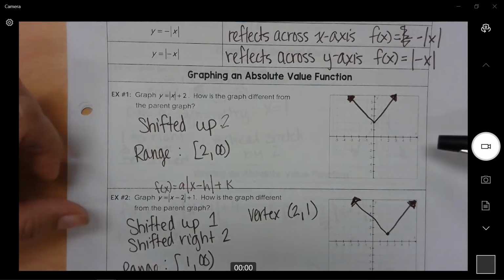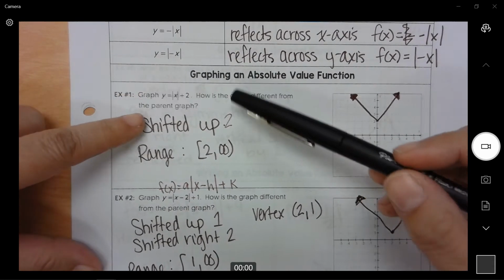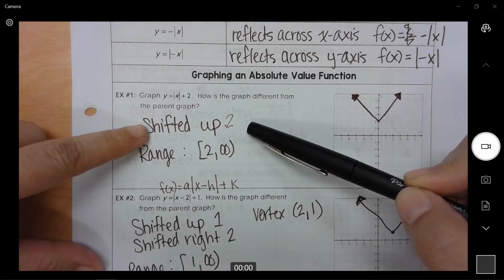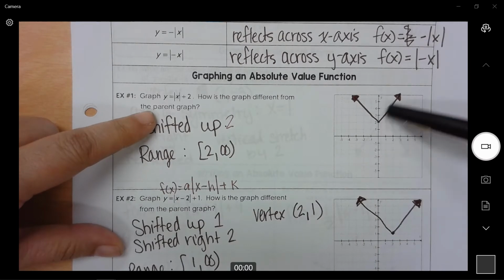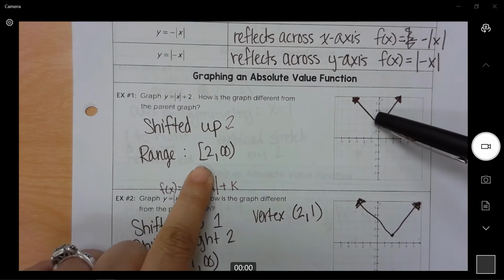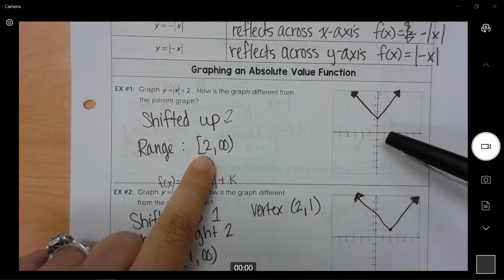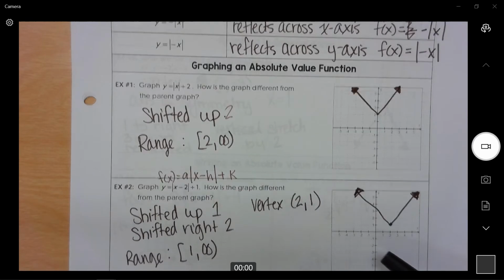So we're going to graph a couple of examples. We want to graph absolute value of x plus 2. The plus 2 is telling us that we're shifting up. There's nothing else going on, so we are just drawing the normal parent graph, but we're shifting it up to positive 2, which also changes our range. So we're no longer at 0, we're now at positive 2, going up.